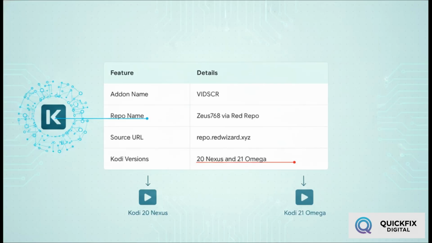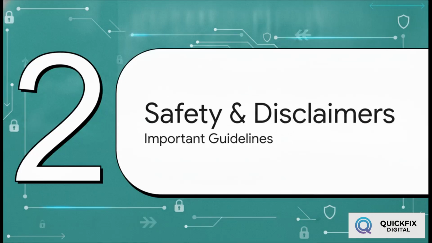Now, here's the technical nitty-gritty provided by Wireless Shack, and there are a couple of really key things to point out. Notice the compatibility section right at the bottom there. Whether you're running the older Kodi 20 Nexus or you've upgraded to the newer 21 Omega, this setup is absolutely going to work for you. You'll also see our required source URL, repo.redwizard.xyz. Go ahead and lock that address in your brain because it is going to be incredibly important in just a few moments. Moving right along to part 2, important safety and disclaimers.